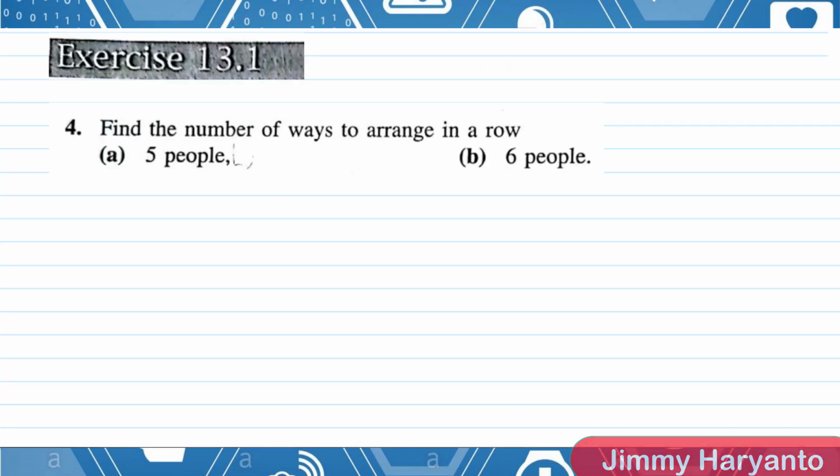For number 3. Okay, so for number 4 we have to arrange 5 people. So we will use factorials. 5 factorial equals 120. And then for 4b we have 6 people, that means 6 factorial equals 720.